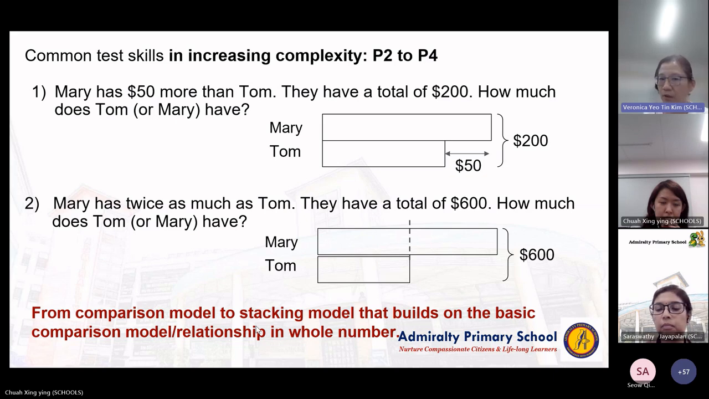The next question is also a permutation from the comparison model. Now we are looking at twice as much as Tom. All right, so a total of 3 units, 3 similar identical units.